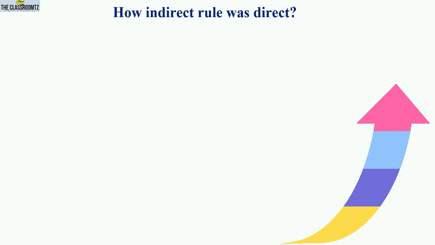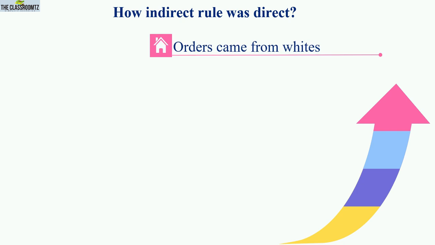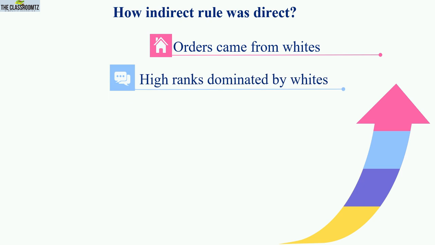Some scholars said there is an element of direct rule or direct administration in indirect rule. The directness of indirect rule is seen in the following areas. Number one, orders came from whites, so that is direct. Orders were never made by Africans, that is direct. High ranks were dominated by whites, as I said before, even from German times, all high ranks were held by whites. No black was at the top.